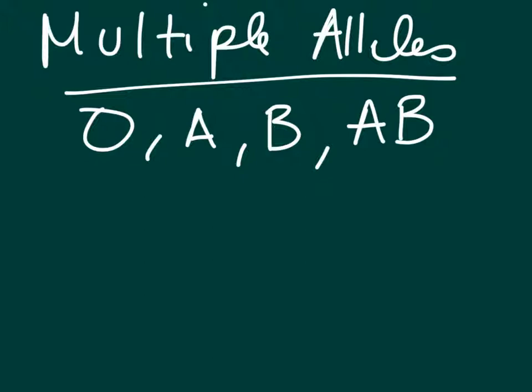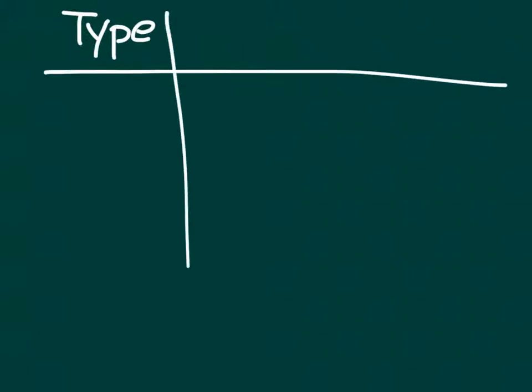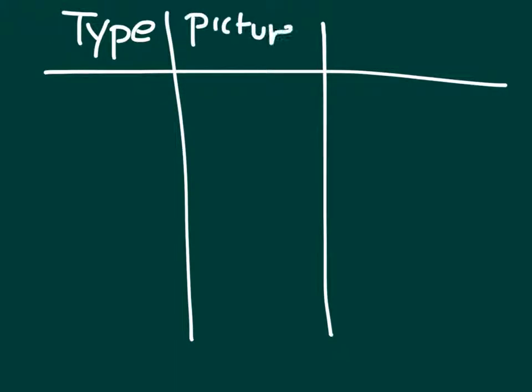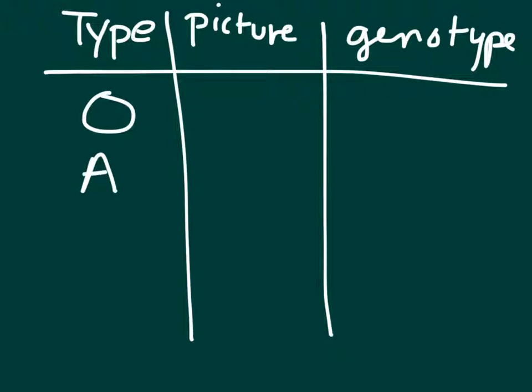The potential alleles that you can get are one that makes for O blood, one that makes for A blood, one that makes for B. But this isn't classic Mendelian inheritance because they're not dominant over another. So we're going to make a chart of your blood type. So we said O, A, B, AB. Those are our choices.